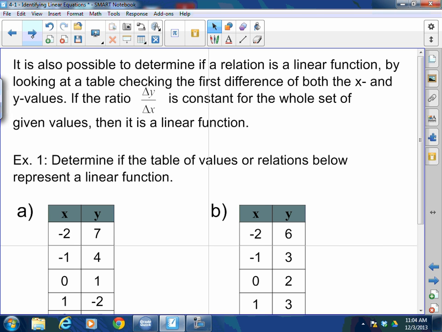Now, it is also possible to determine if a relation is a linear function by looking at a table and checking the first difference of both the x and y values. If the ratio of, by the way, this here is a triangle. That triangle is called delta, and delta means change. So if you take the ratio of the change in y over the change in x, okay, this has to be a constant for the whole set of given values. Then it will be a linear function. Let me explain why.